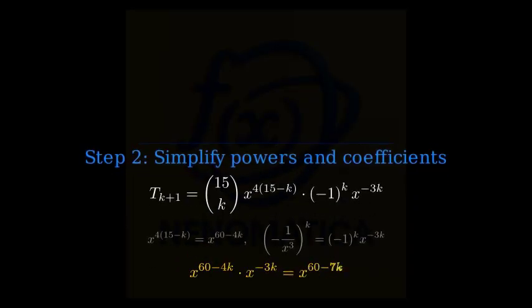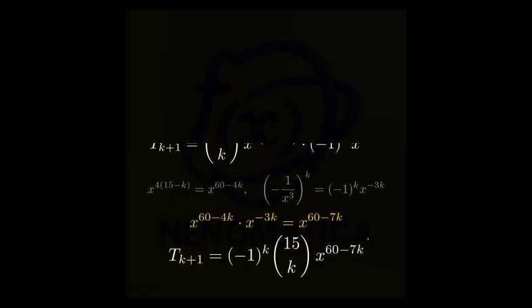Multiplying the x powers gives x to the 60 minus 4k plus negative 3k, which is x to the 60 minus 7k. So the general term simplifies to t sub k plus 1 equals negative 1 to the k times 15 choose k times x to the 60 minus 7k.